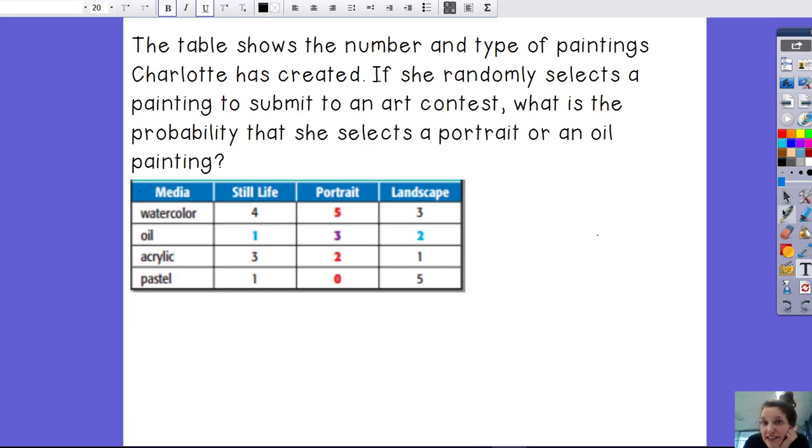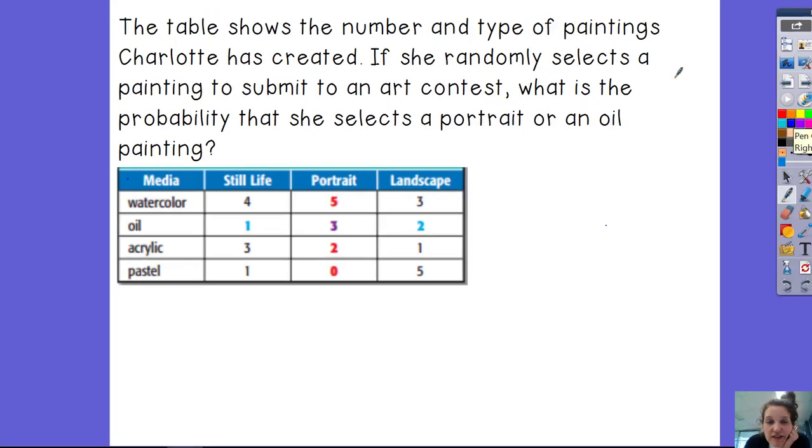The table below shows the number and type of paintings Charlotte's created. If she randomly selects a painting to submit to an art contest, what's the probability that she selects a portrait or an oil painting?